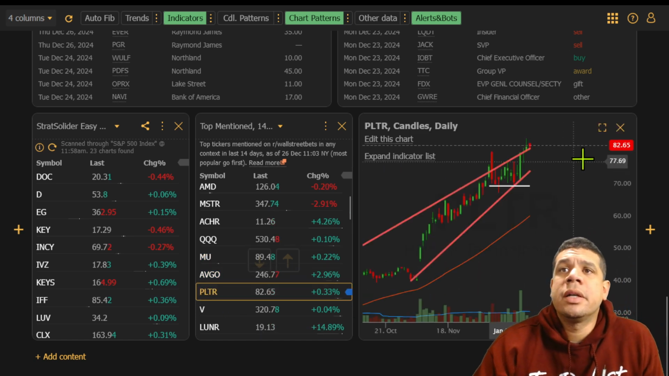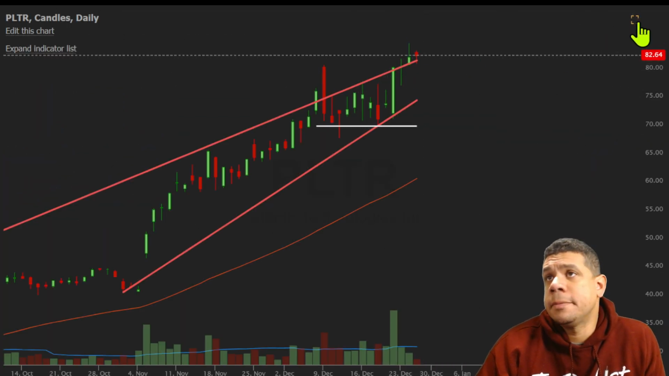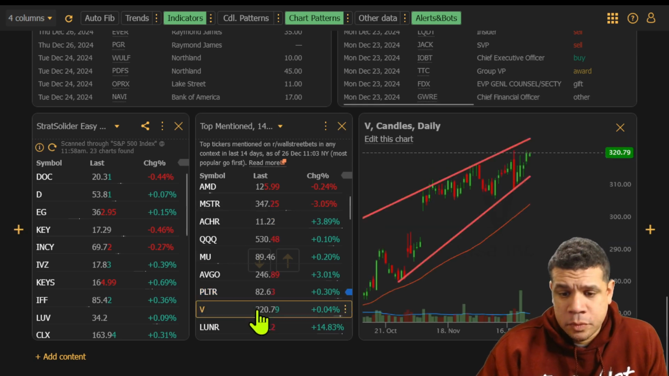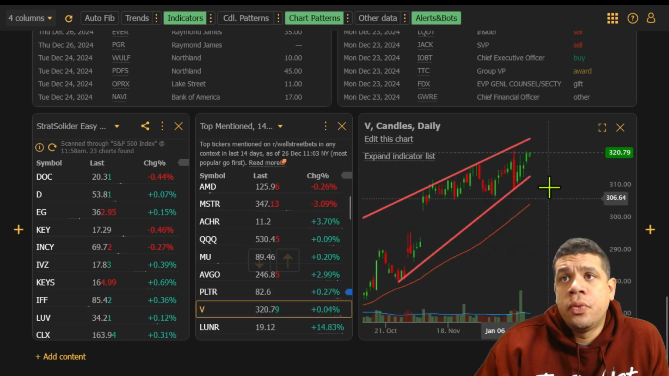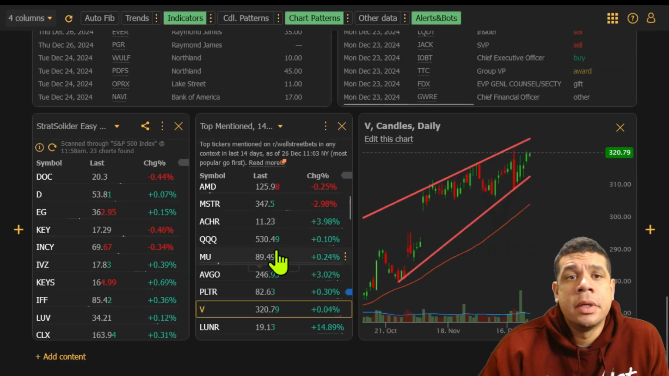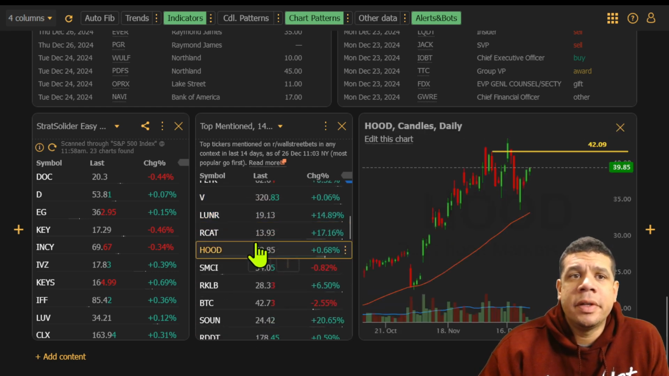Palantir, inside on the day. If you're already in on this, no reason to get out. All right. Visa. All right. Inside on the day. If you got in on this right here or down here or somewhere around, no reason to get out. All right. Still good. If you're not in that yet, no, you're waiting. No actionable signals, all right?